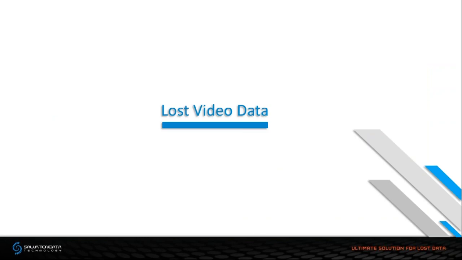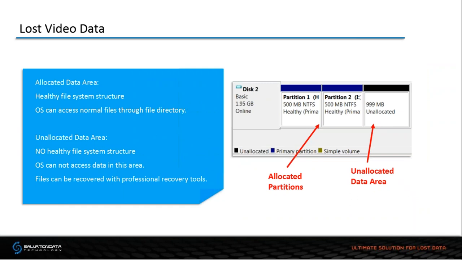And next is lost video data. First, let's take a look at two very important concepts, allocated data area and unallocated data area. Now let's take a computer hard disk, for example. When a brand new hard disk is made, all its capacity is unallocated until users make some partitions out of it. These partitions are called allocated data areas, and others are called unallocated data area. So allocated data area has a healthy file system structure, and operating system can access normal files through the file directory.